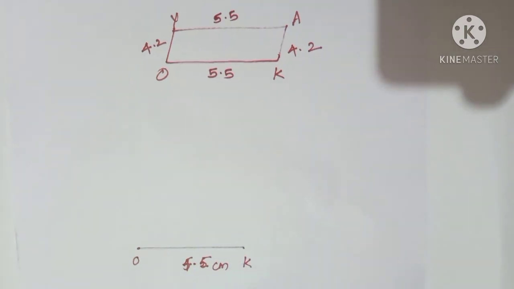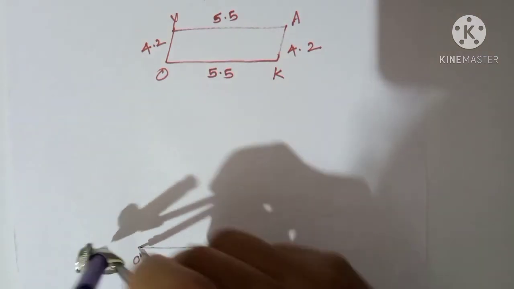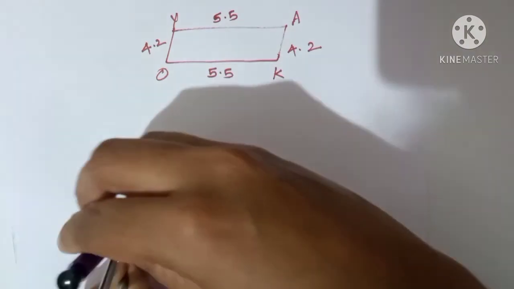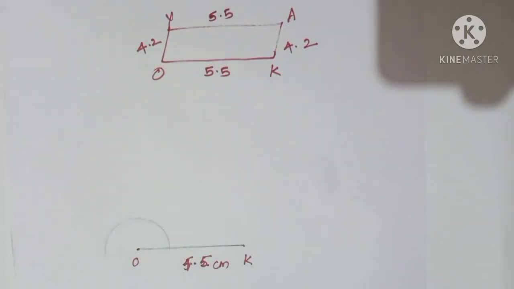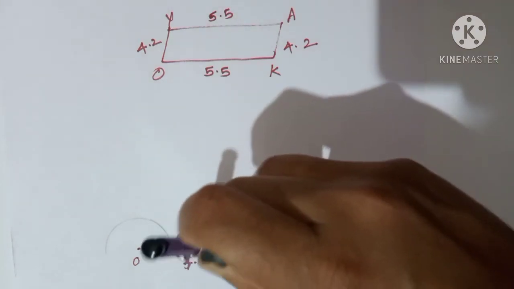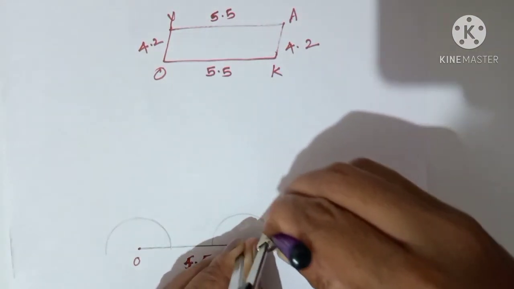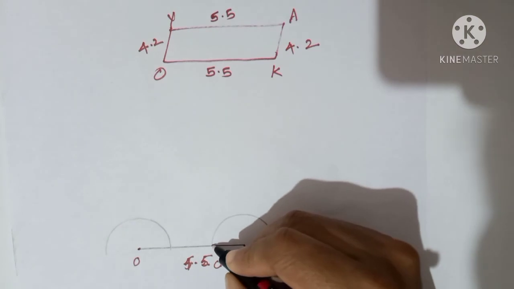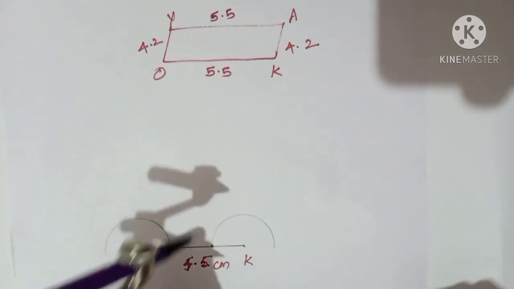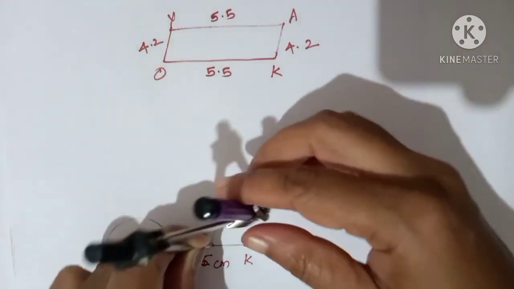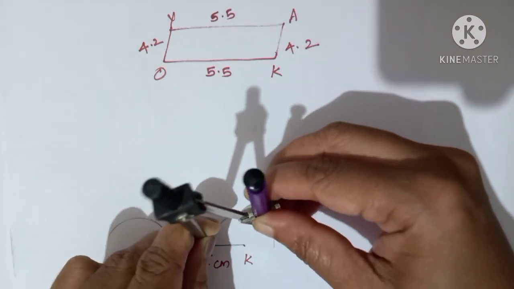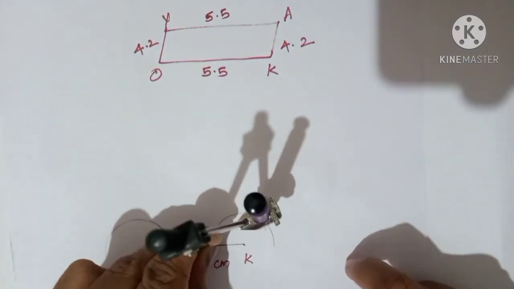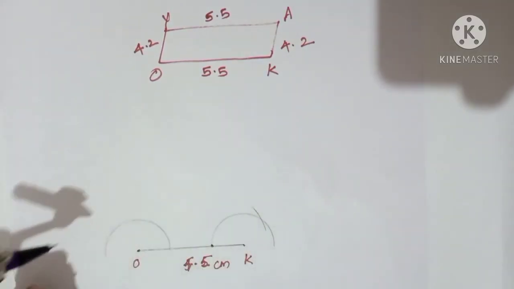Take any measurement. Keep at the point O and just draw an arc. The same way, keep at the point K and draw an arc of any radius. Next, you got a meeting point, right? So I'll mark it so it will be easy for you to understand. I'm going to mark this point. Next, I'm going to keep the compass at this point and cut an arc of the same radius. Don't change.